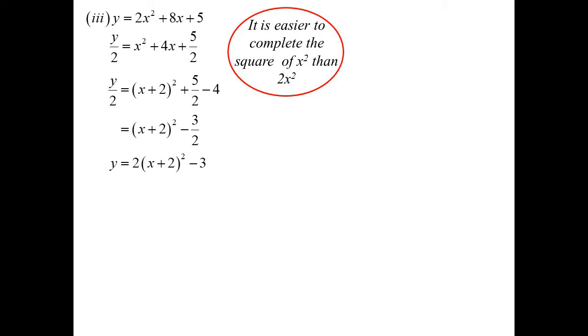We get y on 2 is x plus 2 squared minus 3 on 2. Now I'll multiply back by that 2 so I can get it as y equals. And y equals 2 outside of x plus 2 squared minus 3.